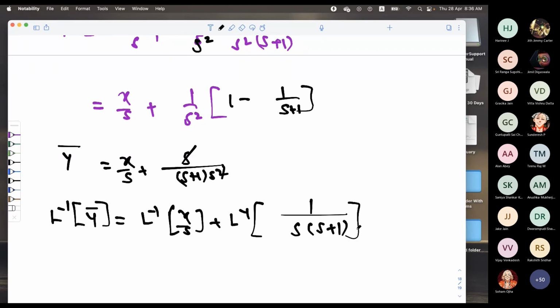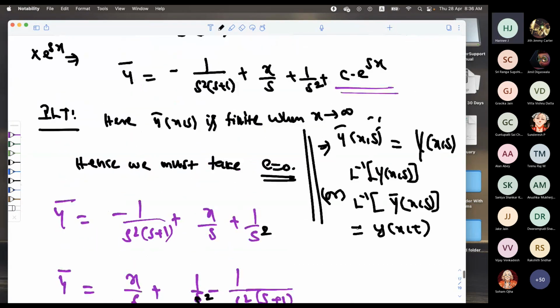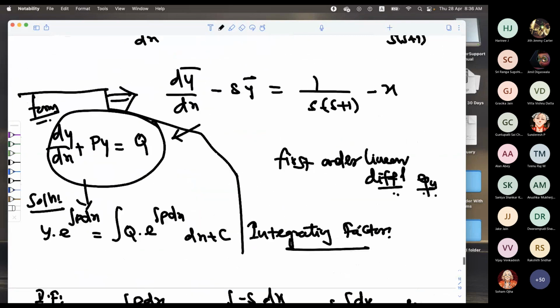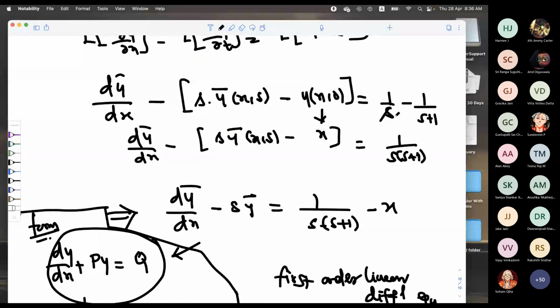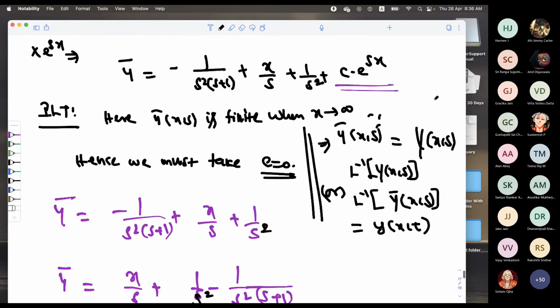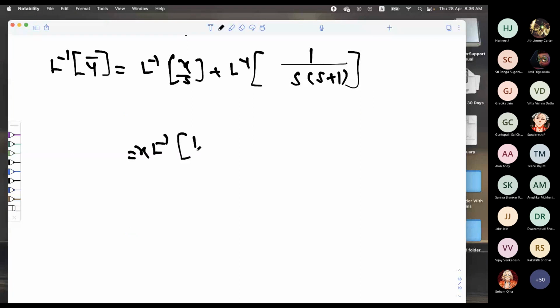Is it clear? Yes, sir. 1 upon s into s plus 1. And this 1 upon s into s plus 1 can be written as 1 by s minus 1 by s plus 1. Actually, if you cross multiply, we may get this, which means that a is 1, b is minus 1. 1 by s, this x we may take out, plus this L inverse of 1 by s minus 1 divided by s plus 1.